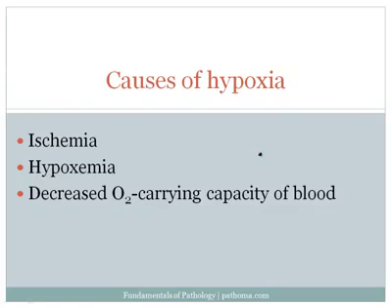Okay, so the next discussion would be, what are the causes of hypoxia? Broadly speaking, there are three major causes of hypoxia. The first is ischemia, the second is hypoxemia, and the third is a decreased O2 carrying capacity of the blood. We'll actually elaborate on each of these in the next few slides.